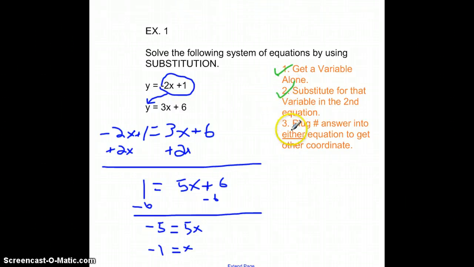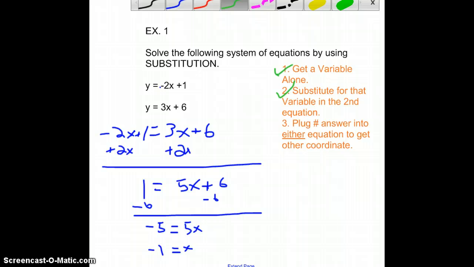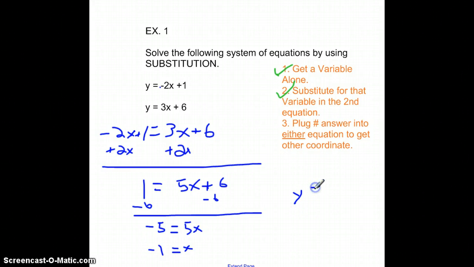Okay. Now let's go to step 3. We have to plug our numerical answer into either equation, either of these equations, to get the other coordinate. So let's take, it does not matter which one. We choose the one that's easier, or looks easier. Both of these are pretty simple and straightforward. I'm going to plug it into the second equation. So here we'll go y equals, and you can continue this straight down on your paper. I'll move it over to the right-hand side just for lack of space. 3 times negative 1 for x plus 6.